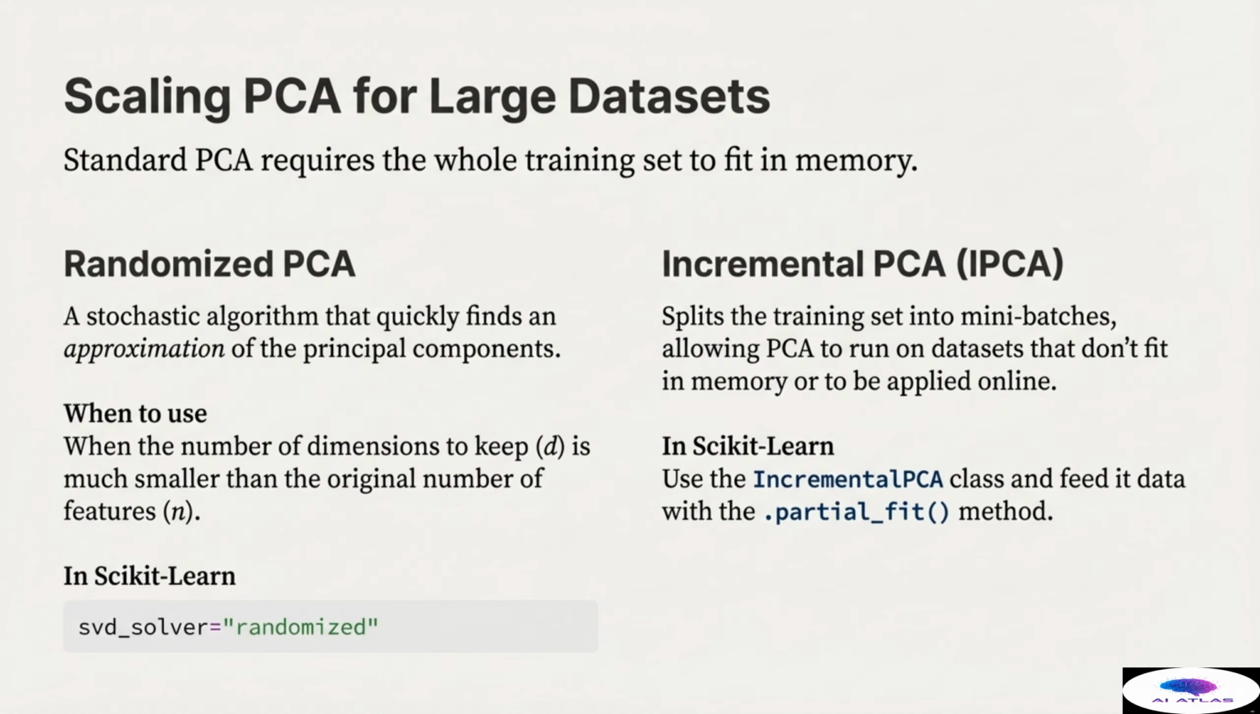The second scaling solution is incremental PCA, or IPCA. IPCA solves the memory problem by splitting the training set into smaller mini-batches. This allows PCA to run on datasets that are too large to fit in memory, processing them piece by piece. IPCA is also the standard tool when you need to apply PCA online, meaning you feed it new data sequentially as it arrives. In scikit-learn, you use the incremental PCA class and feed it data batches using the partial fit method.